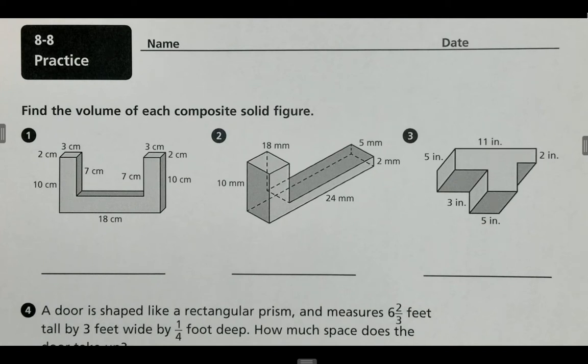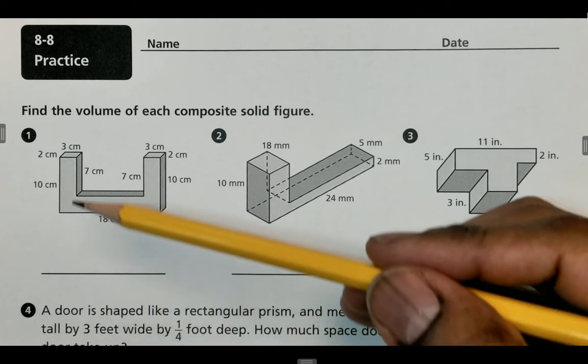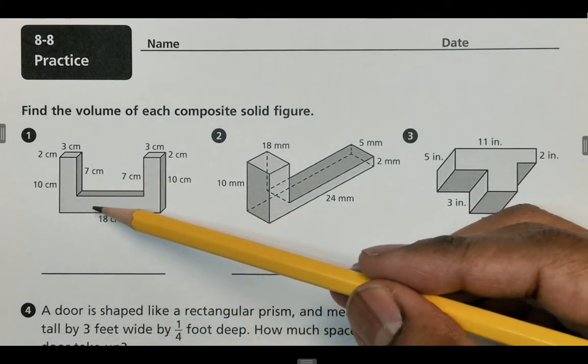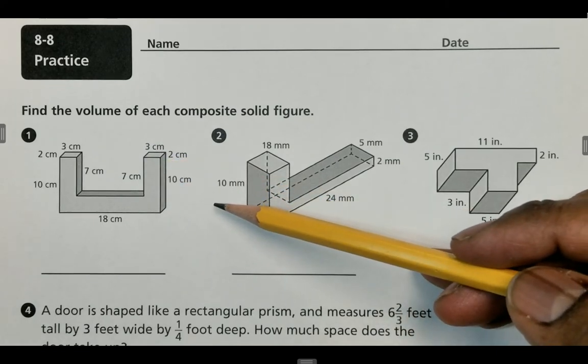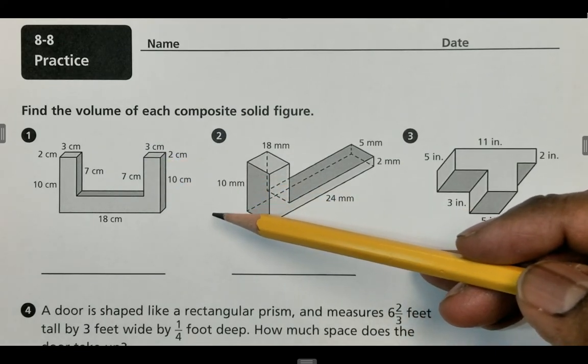Lesson 8.8, volume of composite solid figures. In this lesson, we're going to be dealing with more exotic looking three-dimensional shapes, but when you really break down the details of these shapes, they're just combinations of rectangular prisms.